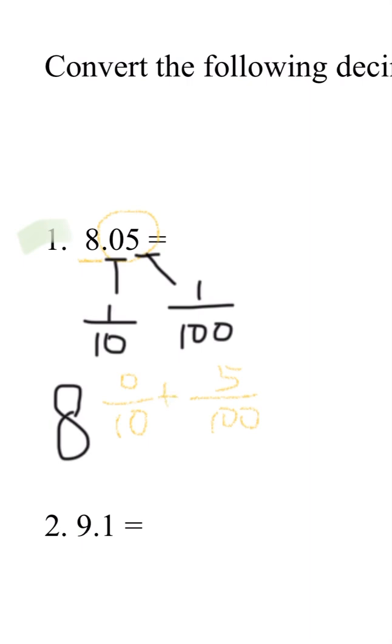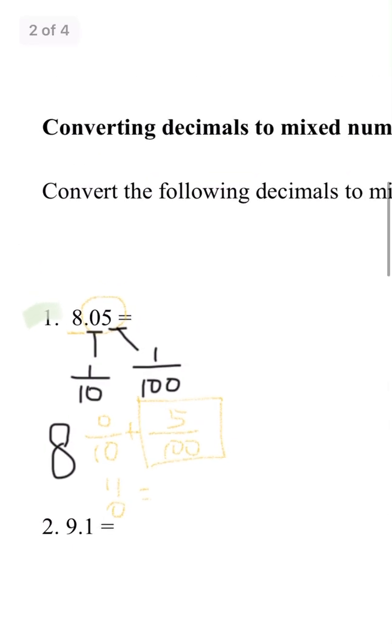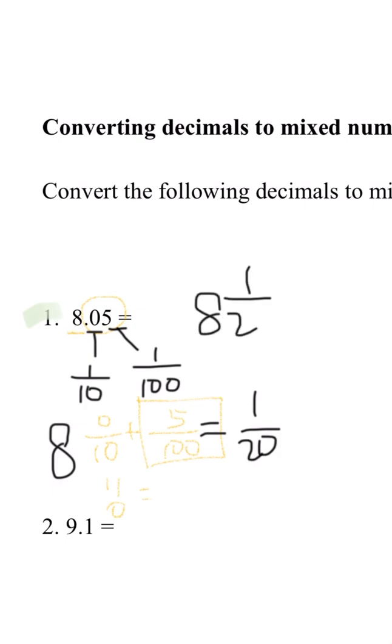And then we know that 0 divided by anything is just 0, right? So that just equals 0. So what are we left with? We're just left with 5 over 100. And when we simplify that, that becomes 1 over 20. So our final answer is 8 and 1 over 20.